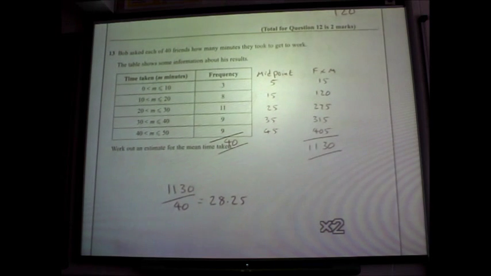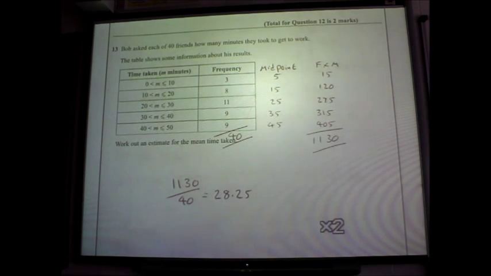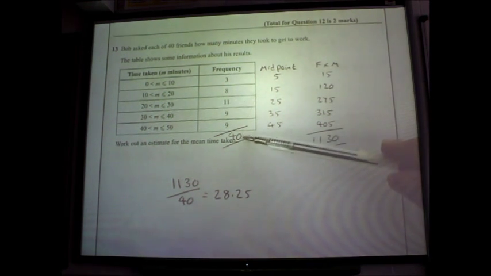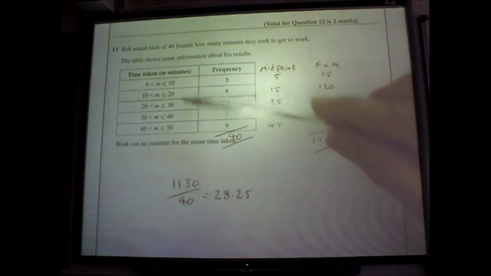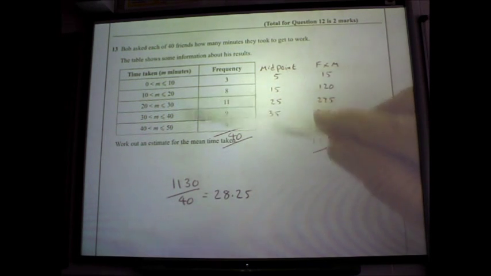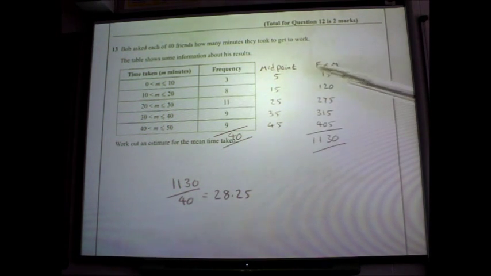Next one, mean of grouped data. I'll talk you through it. Add up your frequency column, which should give you 40. Find your midpoints of the time taken here. So the midpoints are obviously 5, 15, 25 and so on. Frequency times midpoint, multiply them across.